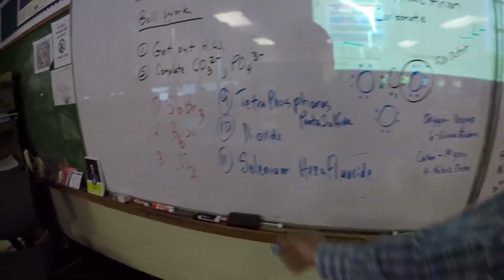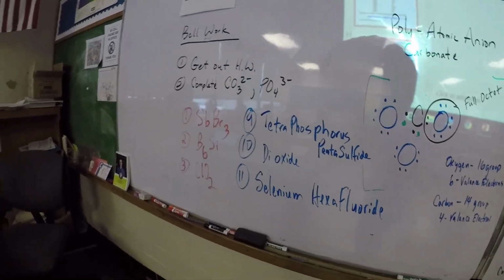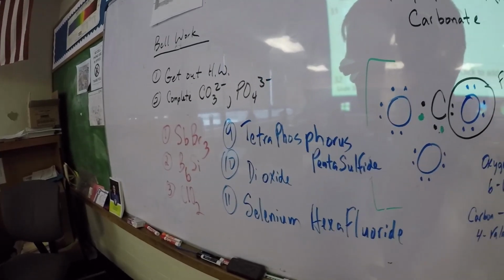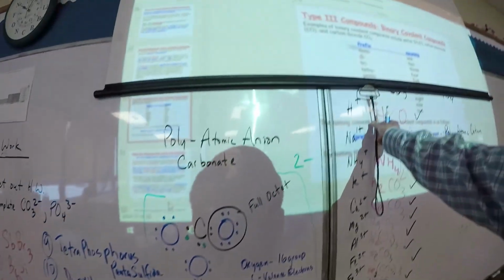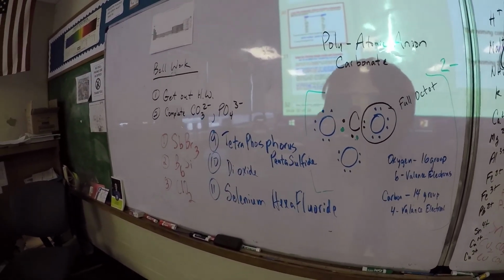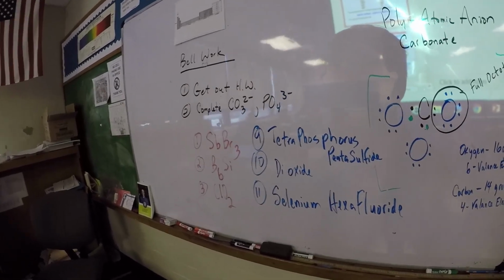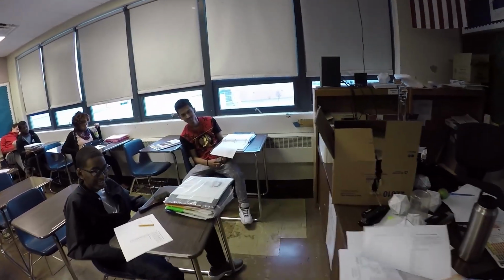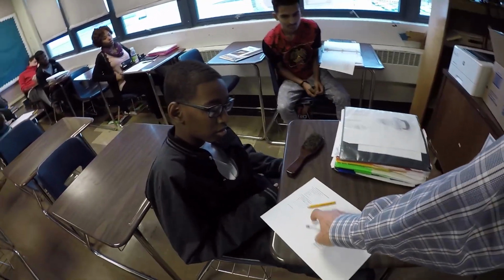So we've done the first 3 on our naming covalent compounds, and then we did the next 3 when we're taking the actual formula to the name. And we're using our chart up here to give us the prefixes. So we have the tetraphosphorus pentasulfide, dioxide, and selenium hexafluoride associated with this chart right here. Nice job. Fantastic.